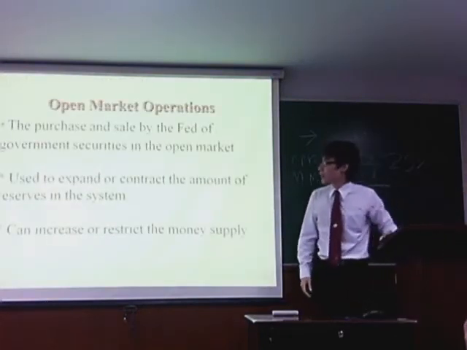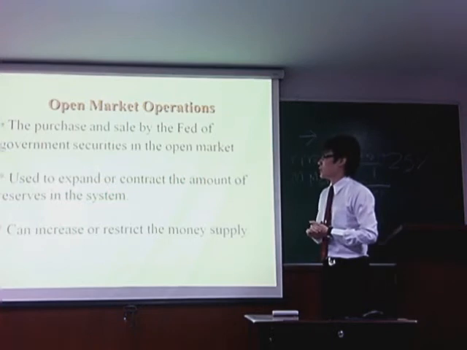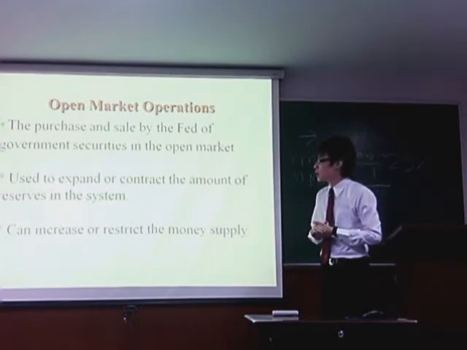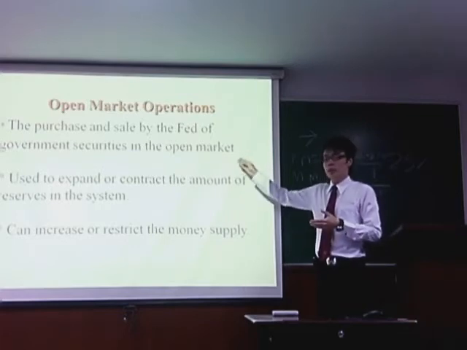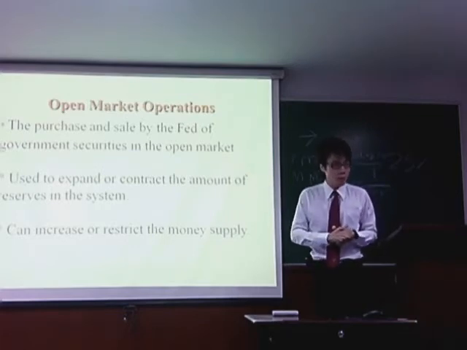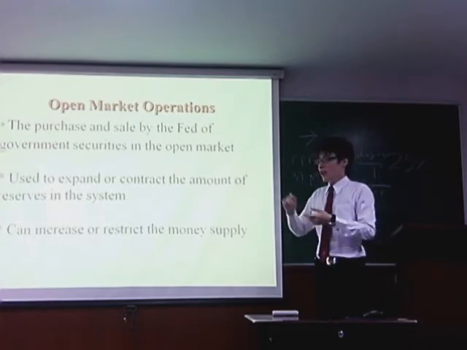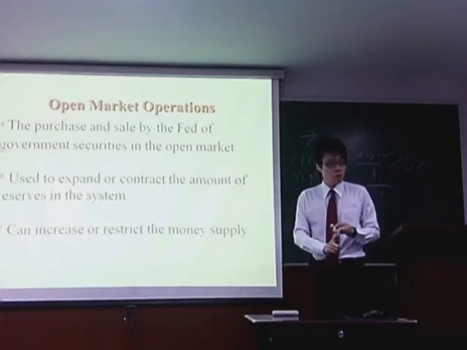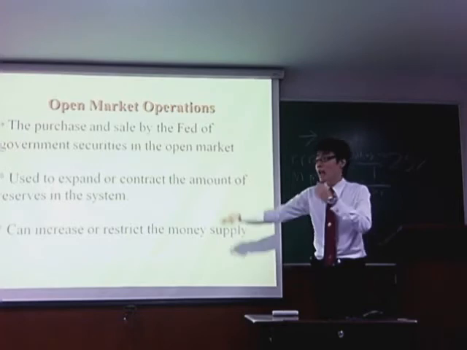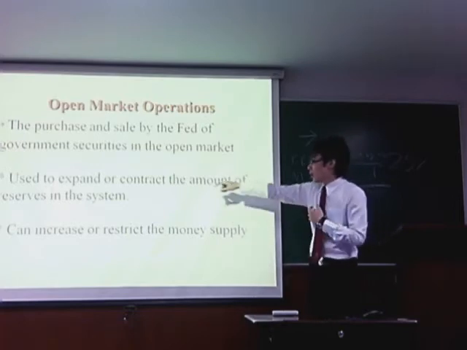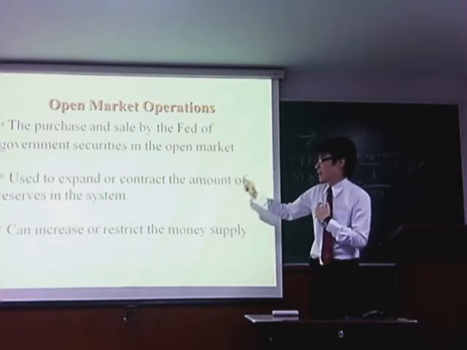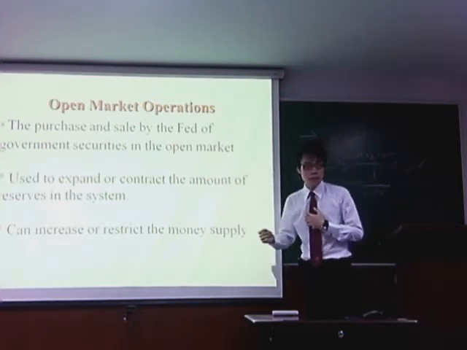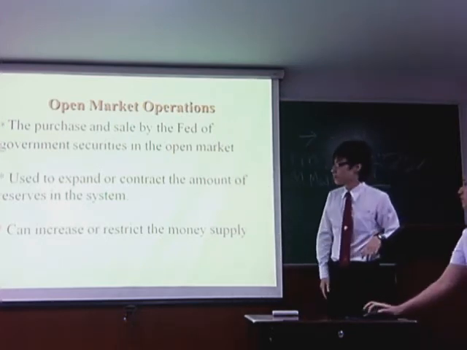Last one. Open market operations. It is the purchase and sale by the Fed of government securities in the open market. This one's the most used tool by the Fed because it is very precise, very easy to control, very easy to predict and reverse as well. It's used to expand or contract the amount of reserves in the system, and thus it can increase or restrict the money supply. Next slide.